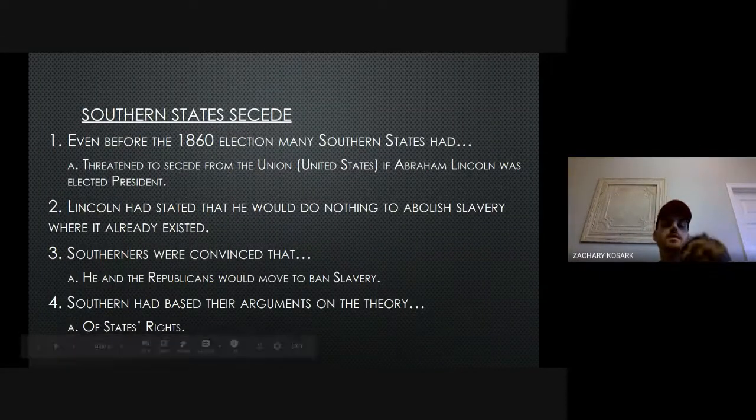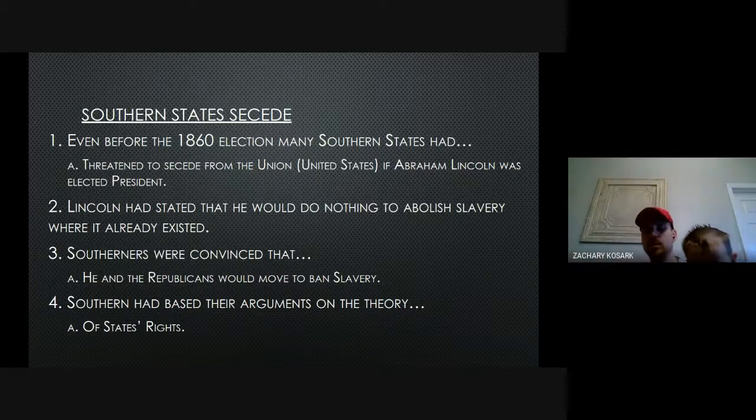Even before the election of 1860, many Southerners had threatened to secede from the United States if Abraham Lincoln was elected president. They basically say, we don't really care what happens. If he's president, we're leaving. Lincoln had stated that he would do nothing to abolish slavery where it existed. It's very important. That is what he's saying at the very beginning of this. He is saying, we will not get rid of slavery where it already exists. We just don't want it to extend into the West.